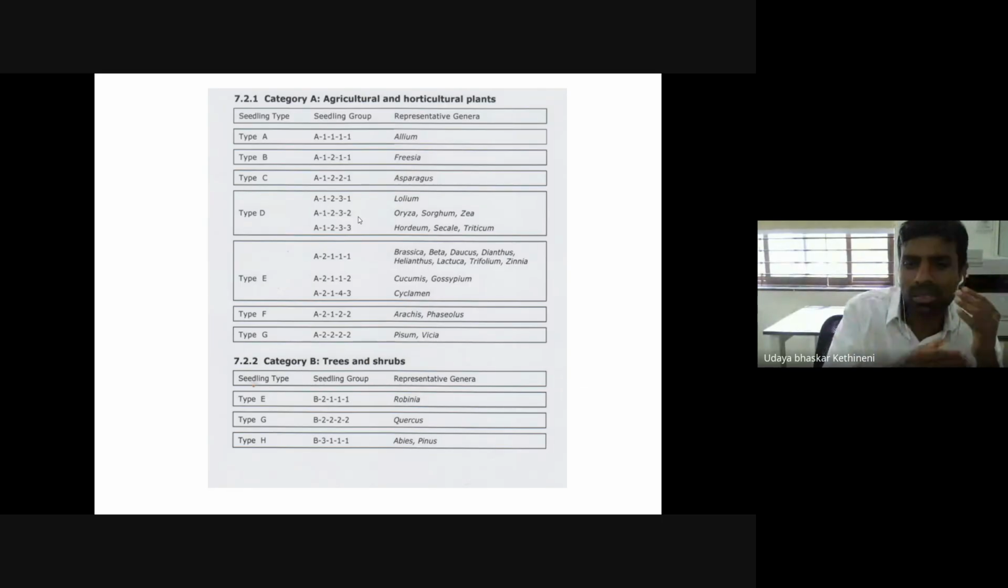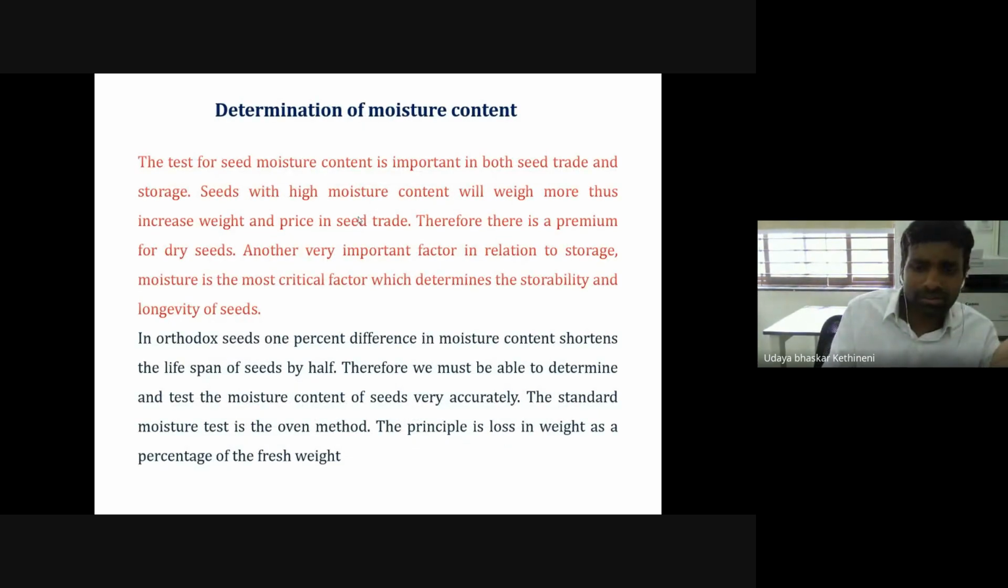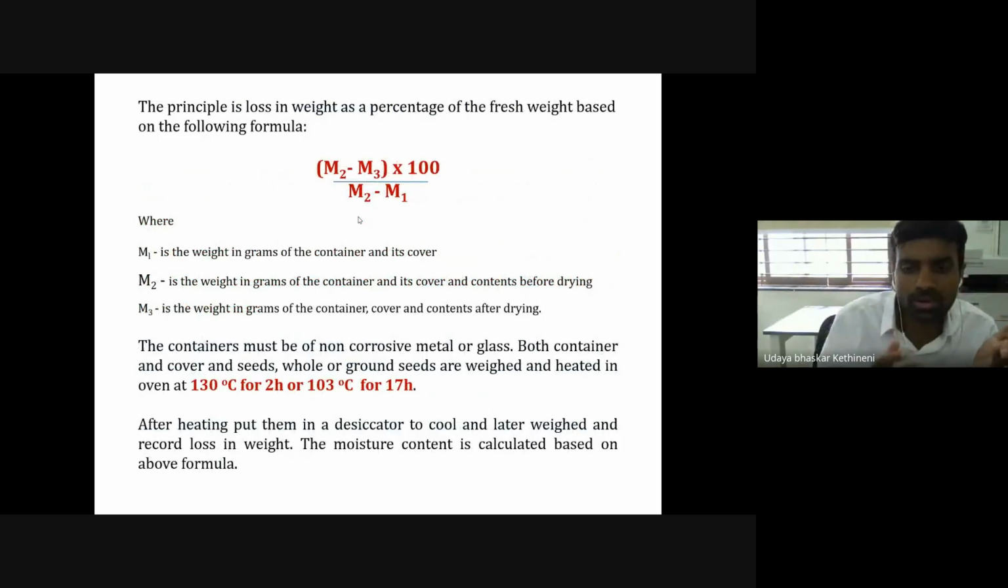So in every test, this is there. Then for moisture content, it is basic. There is not much detailed explanation needed, but we will follow the constant oven method, like 103 degrees for 17 hours for most of the species. But what are the species where 130 degrees can be followed? What are the species where 103 is followed? Where is coarse grinding required? Where is fine grinding required? Where is the detail given? It is given in ISTA rules.